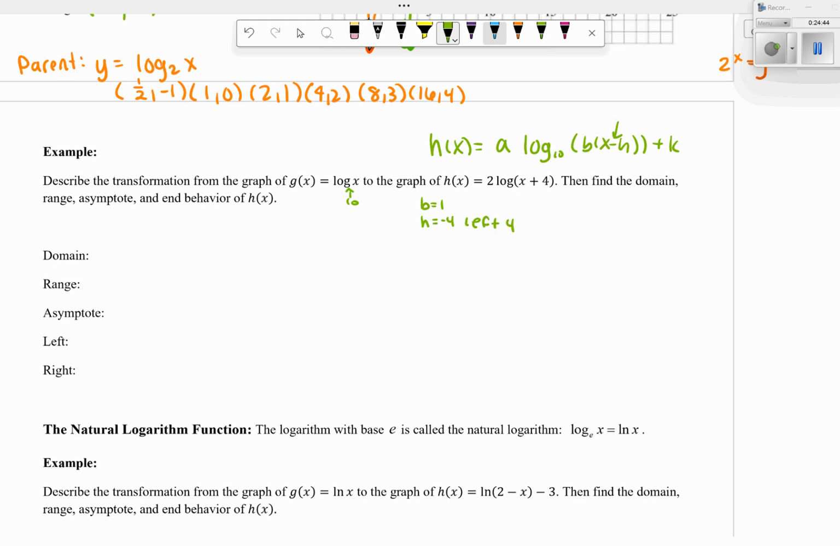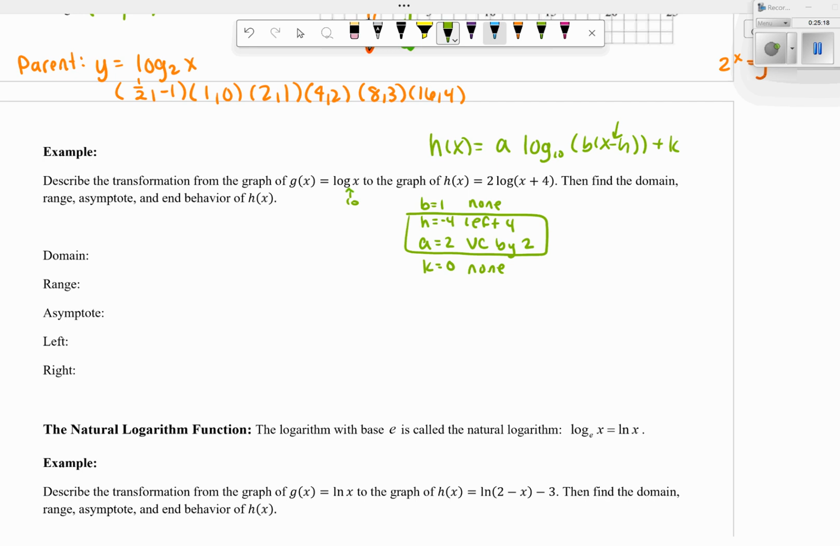And then our a value is equal to 2, which is a vertical stretch by 2. And then there is no k value. So when there's no k value, it's just 0 because it doesn't move up or down. So this would be none and then none. So b, h, a, k would be the order of the transformation. So we just have these two right here.